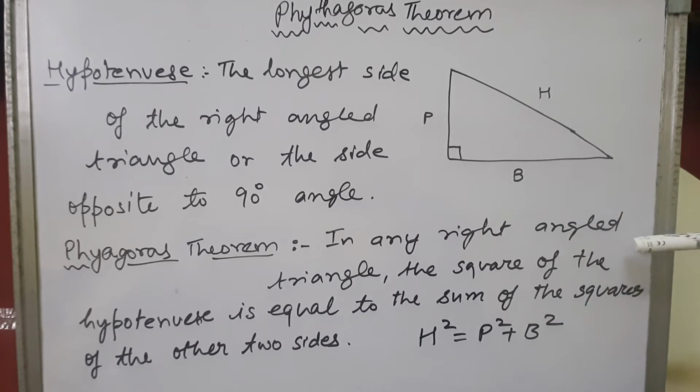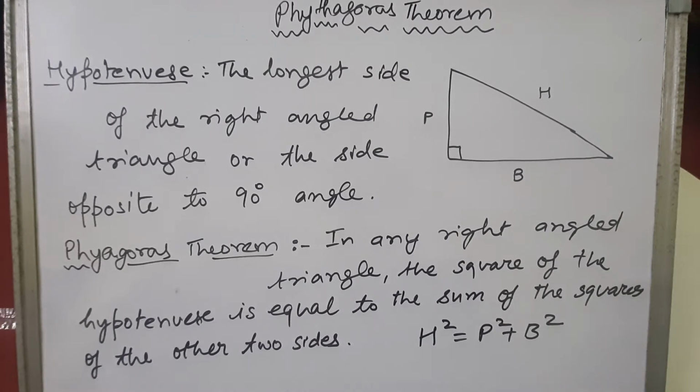So Pythagoras theorem says that in a right angle triangle, the square of the hypotenuse is equal to the sum of the squares of the other two sides. That means hypotenuse square equals perpendicular square plus base square. This is what the Pythagoras theorem is.